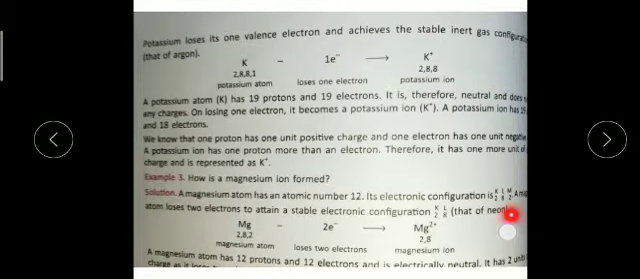So magnesium can easily donate, or lose, the 2 electrons and become stable. When it becomes stable, it will get the same electronic configuration as neon. As you know, neon has atomic number 10 and its electronic configuration is 2, 8. After losing or donating only 2 electrons, magnesium gets the neon configuration. Earlier it was 2, 8, 2, and after losing 2 electrons it will be 2, 8. So 8 will be in the outermost shell.